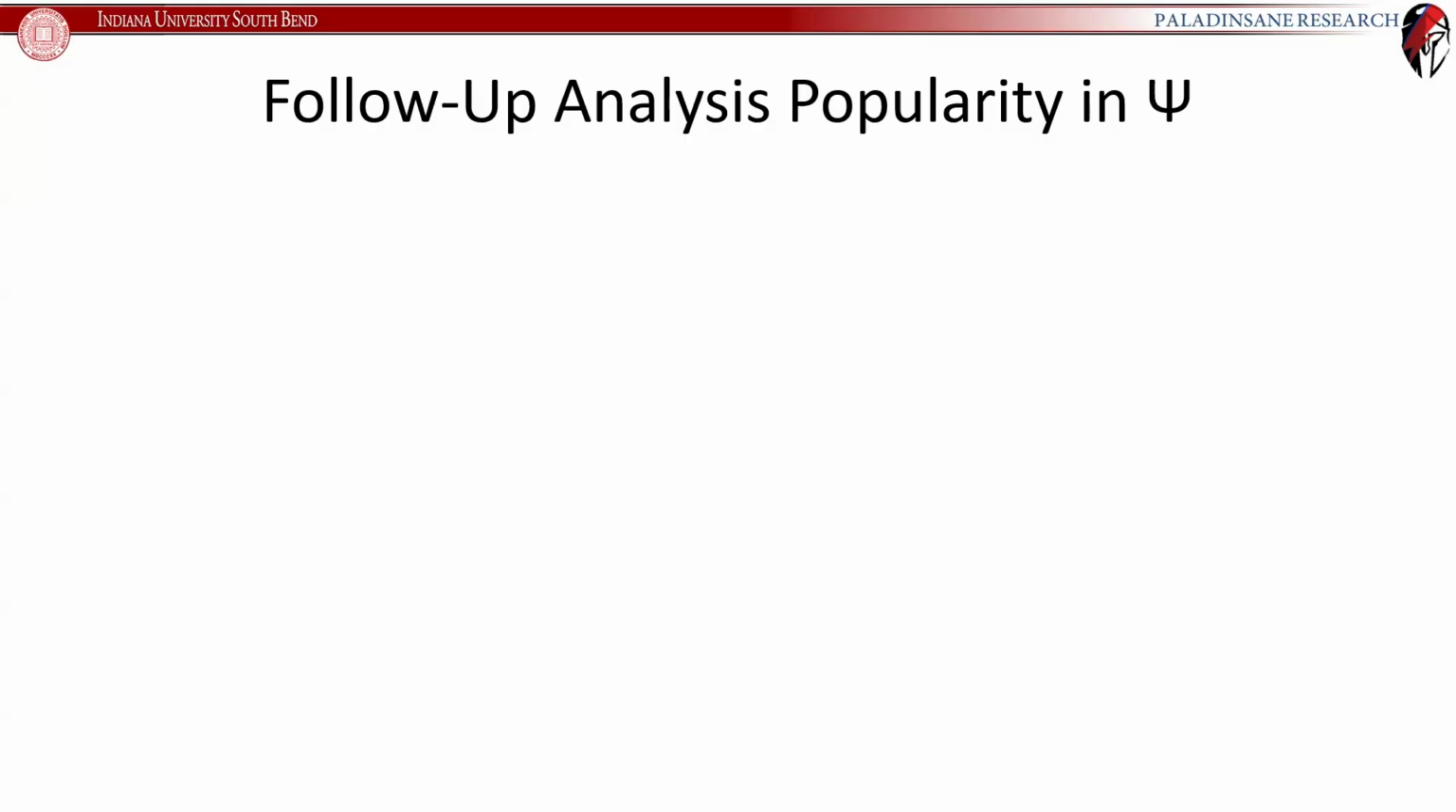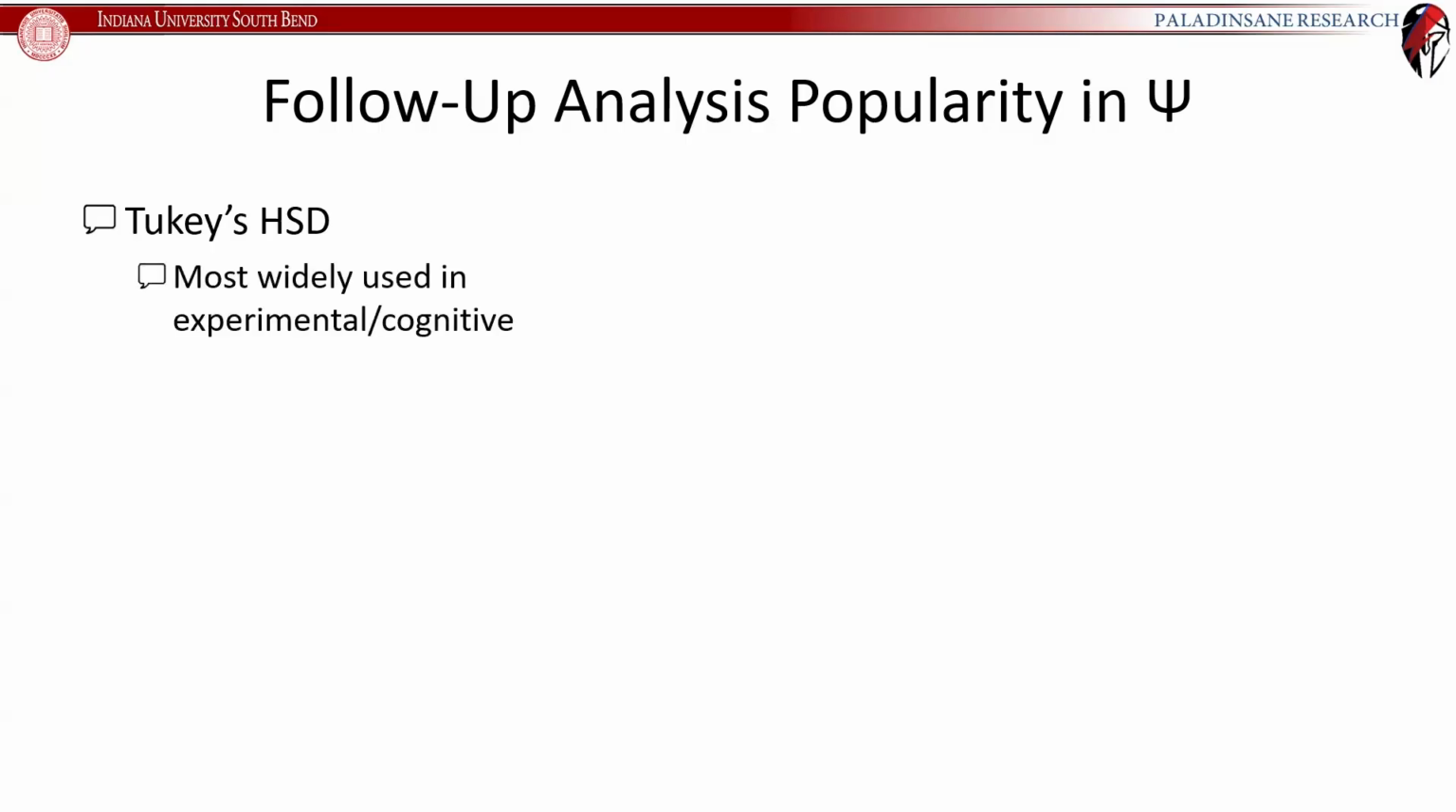So we're going to give you a little bit more in-depth on terms of the follow-up analyses that you'll come across. And we're going to start with Tukey, honestly significant difference. So this one is the most widely used in experimental and cognitive psychology. So if you pick up a random psychology paper and they have post-hoc analyses or follow-up analyses, most likely you're going to run into the Tukey's honestly significant difference.